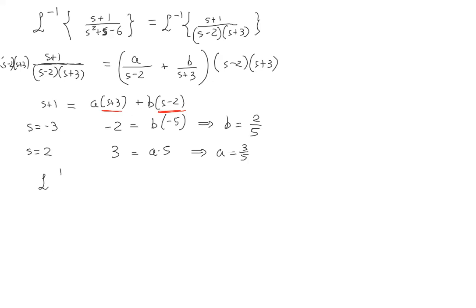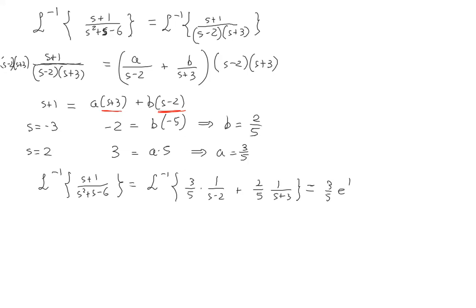So here we will have the inverse Laplace transform of S plus 1 over S squared plus S minus 6 is equal to the inverse Laplace transform of 3 over 5 times 1 over S minus 2 plus 2 over 5 times 1 over S plus 3. And now we can finally give the answer. So this is going to be 3 over 5 times e to the 2t plus 2 over 5 times e to the negative 3t.